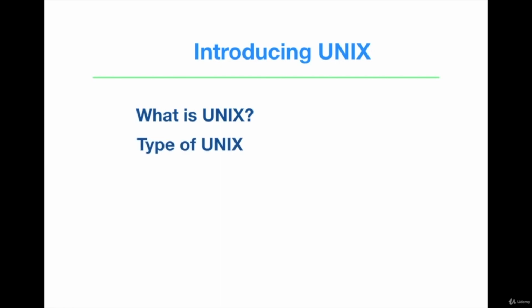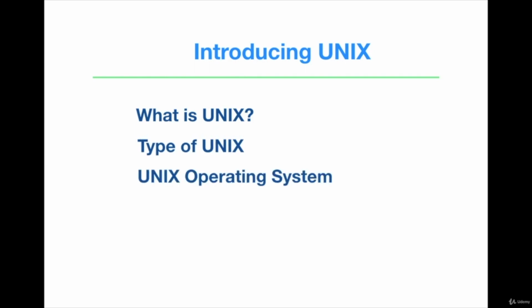Types of Unix. There are many different versions of Unix, although they share common similarities. The most popular varieties of Unix are GNU Linux, Mac OS X, and Sun Solaris. In this course, we'll use illustrations using a Mac OS based system.